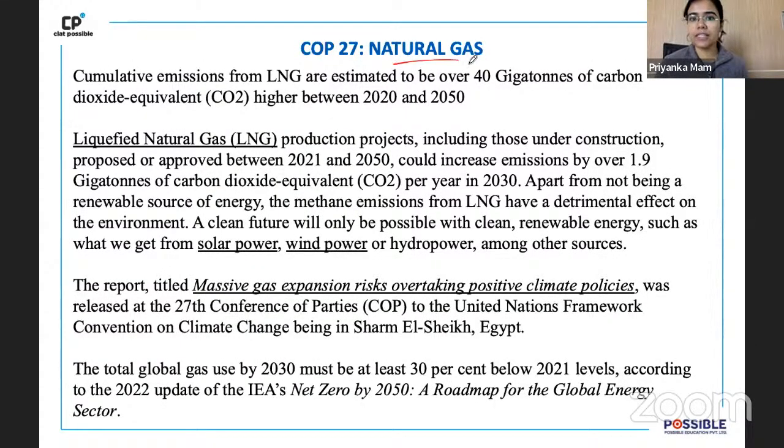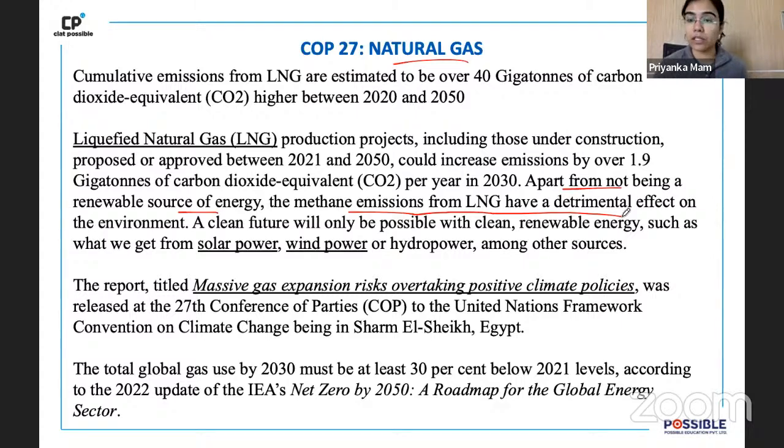Then is your natural gas. बहुत ज़्यादा हम लोगों ने, we've spoken about COP27 like a lot, right? There is another thing that we need to keep in mind, and that is to do with natural gas. Now you have to understand that, not only LNG, liquefied natural gas, not only is it a non-renewable source of energy, but there are also methane emissions that happen from LNG, and they have disastrous consequences on our environment. So a clean future will be possible only when we stop utilizing all of these sources of energy, right?